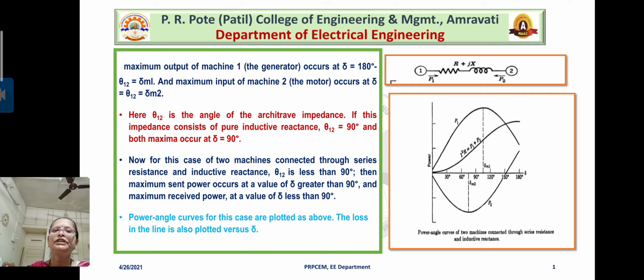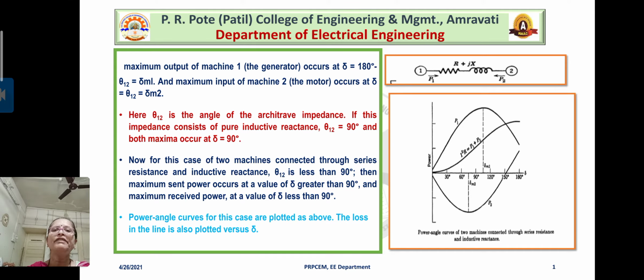Getting me? So it occurs at what? Delta greater than 90 degree. And maximum received power at value delta less than 90 degree. Maximum sending power occurs at delta greater than 90 degree and maximum received power at value of delta less than 90 degree because of losses occurring on the system because of the presence of resistance.